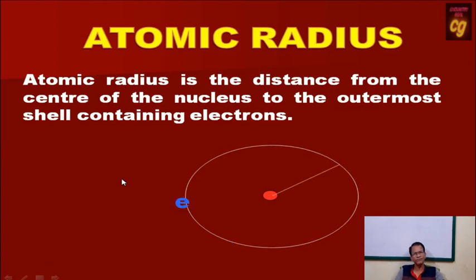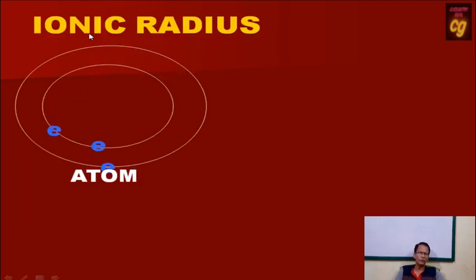Next is atomic radius, that is atomic size. It is the distance between the outermost electron and the nucleus. This is called atomic radius. The distance between the nucleus and the outermost electron is called atomic radius or atomic size. Then what is ionic radius? It is the same: the distance between the outermost electron and the nucleus of an ion. Ion means either a cation or an anion.